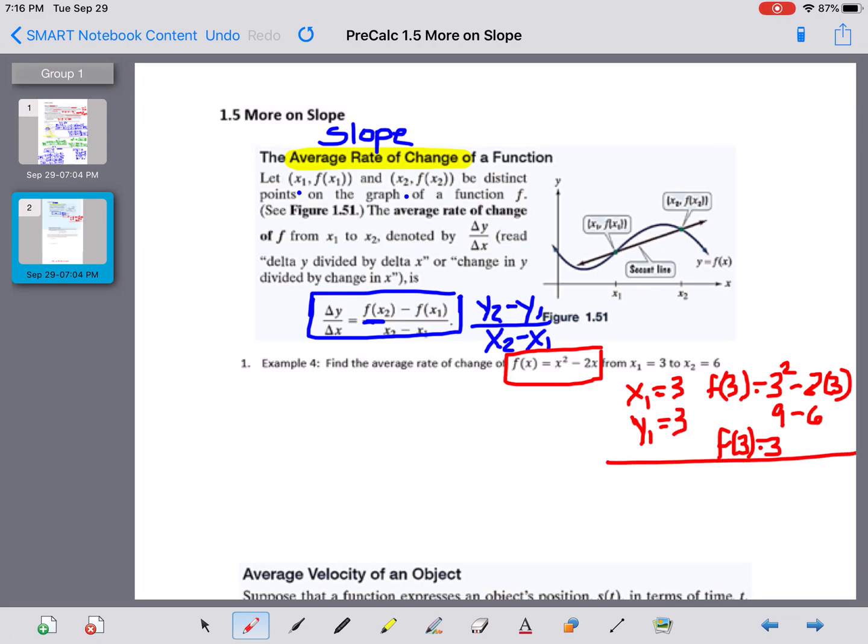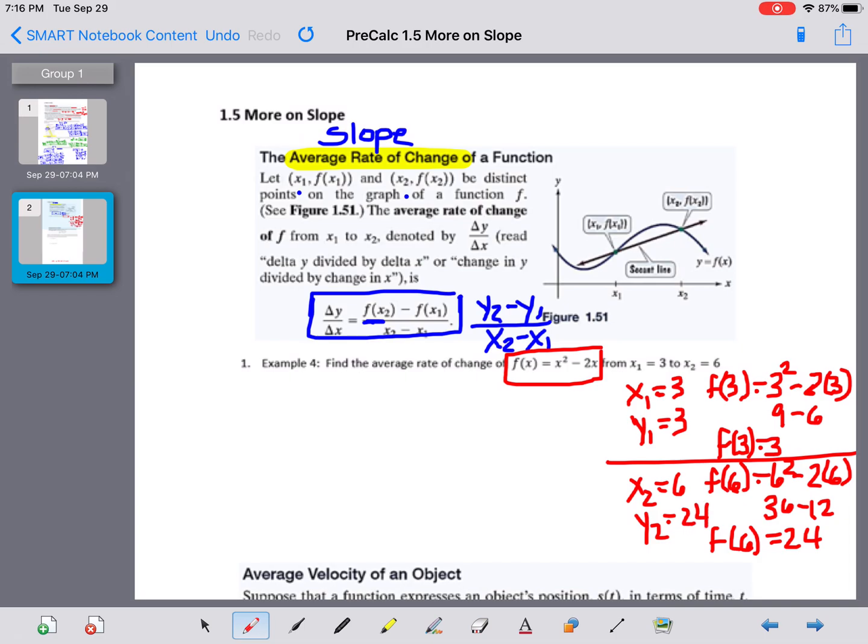Okay, let's go for the x2, which is 6. So I find f of 6, meaning I plug in 6 everywhere I see an x. 6 squared is 36. 2 times 6 is 12. 36 minus 12, f of 6 is 24. So my y2 here is 24.